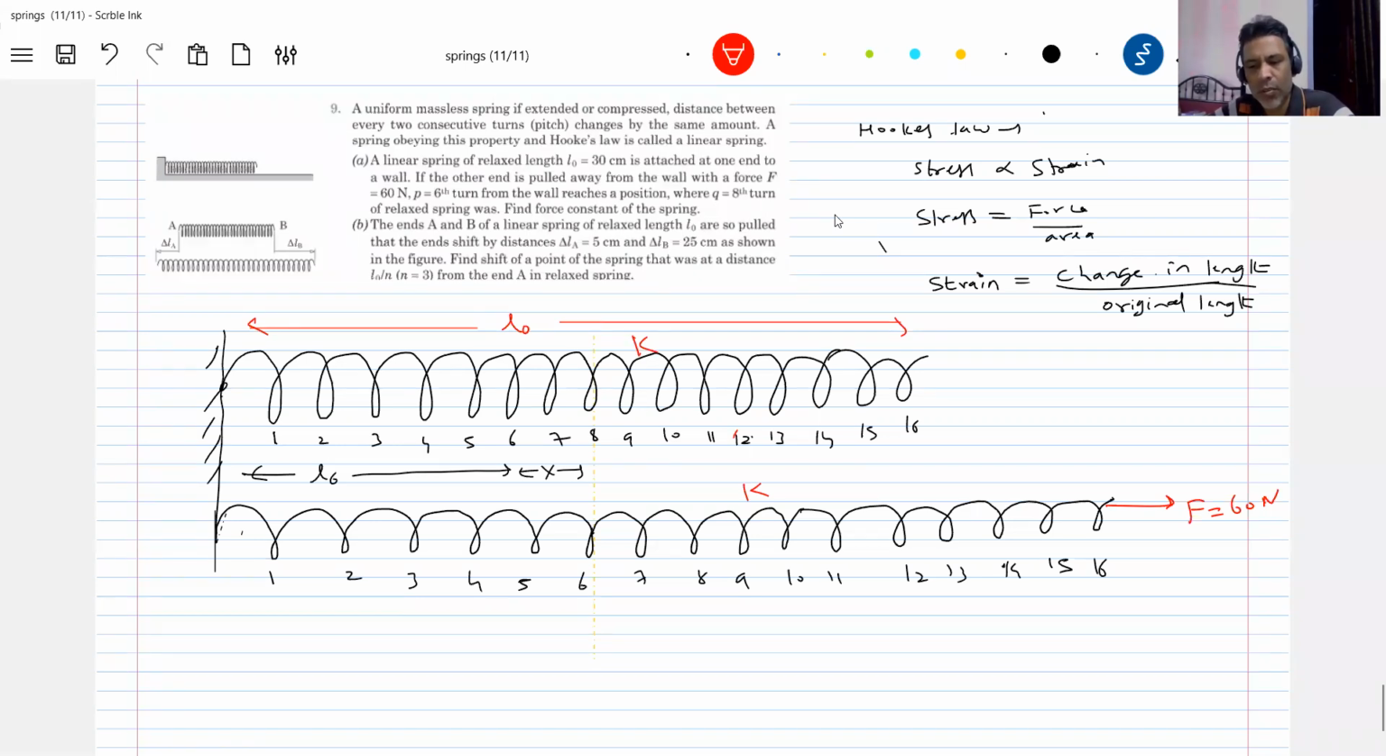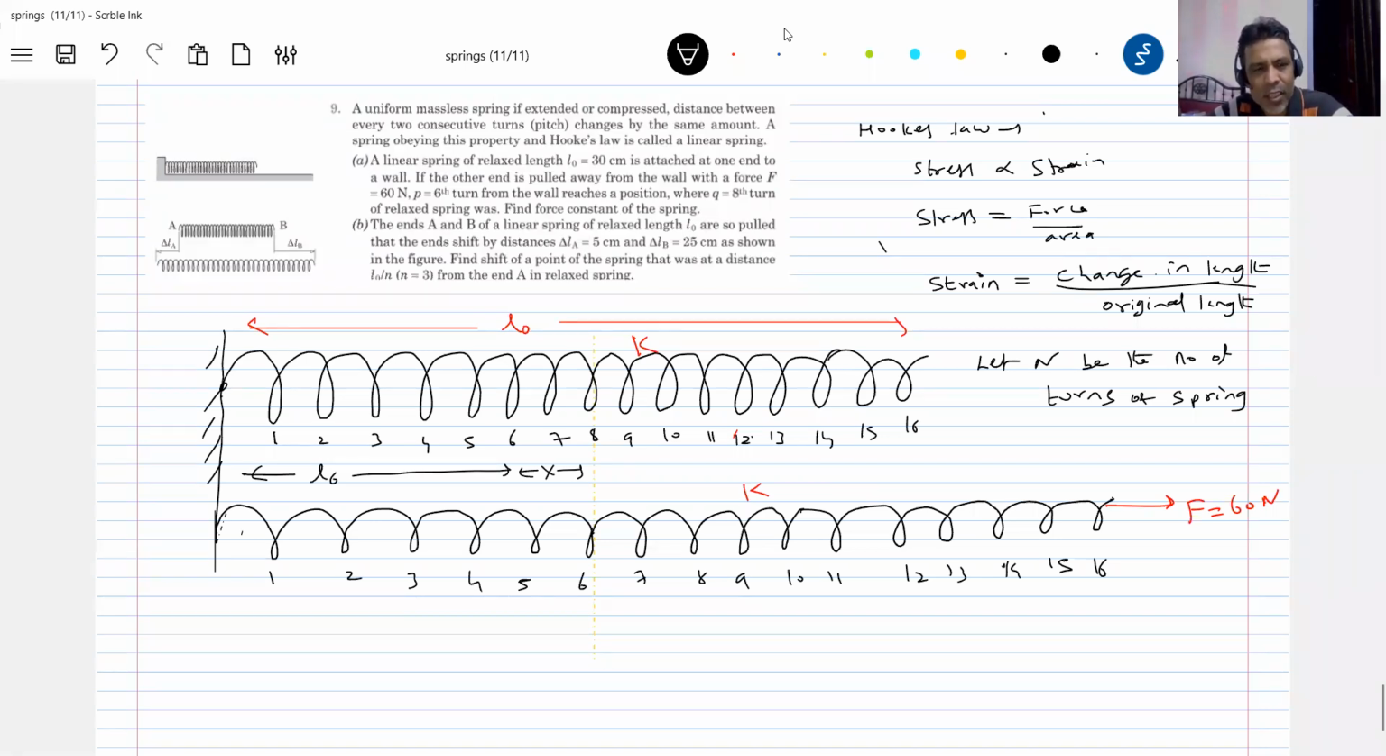So now what is the number of turns per unit length? We'll assume that one. So how many? N turns. Here I showed 16 turns in the question, but it can be anything. Let n be the number of turns of the spring. Now what is the length of L6?